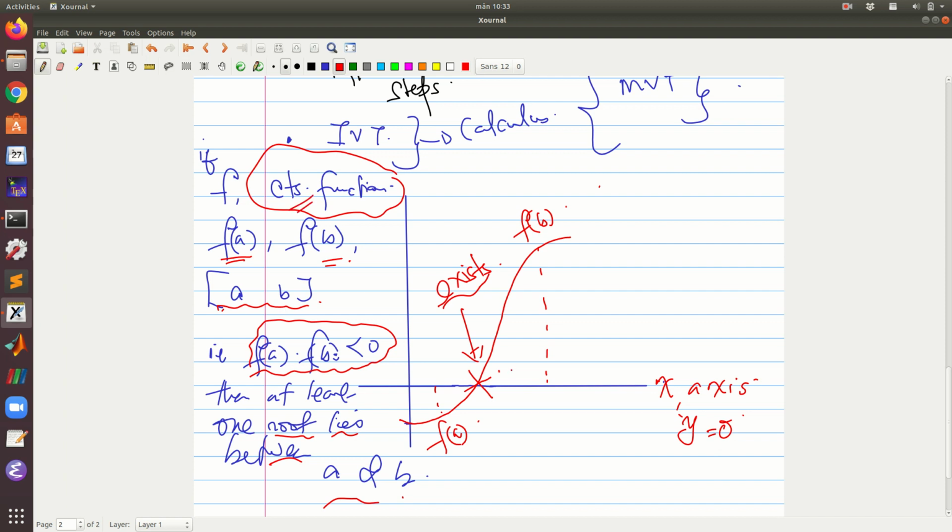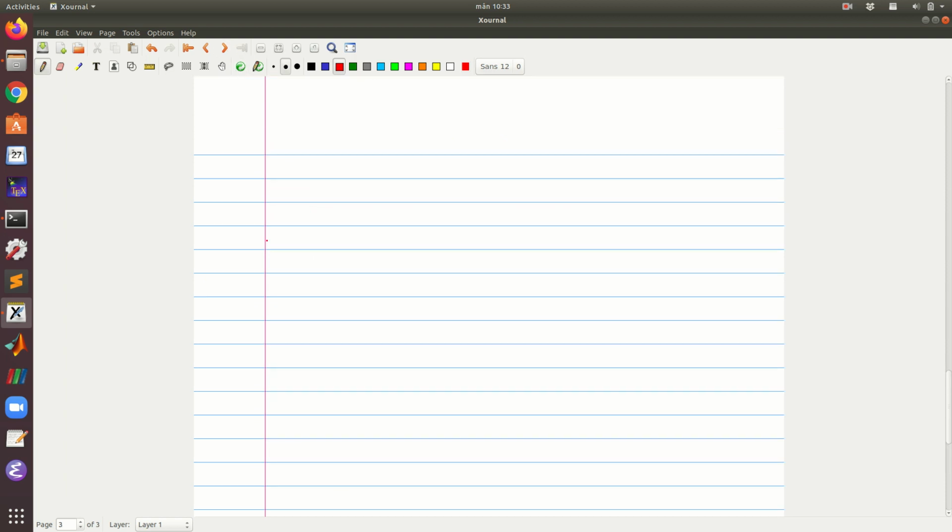So the key in this theorem is that, one, the function is continuous, therefore we know that it does not skip any value, and it is positive and negative on the same interval, like it has different signs on that interval. Then at least we know that the root lies between that interval. Now we can describe the method in detail here.